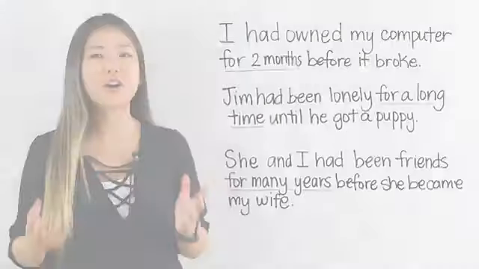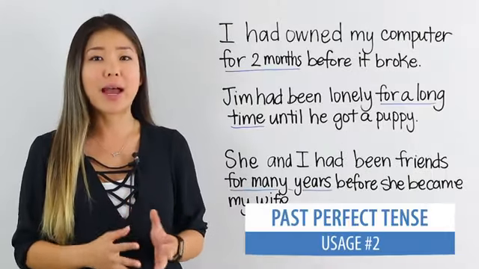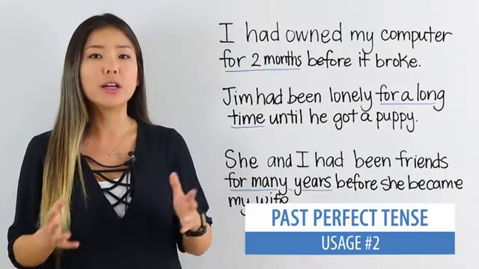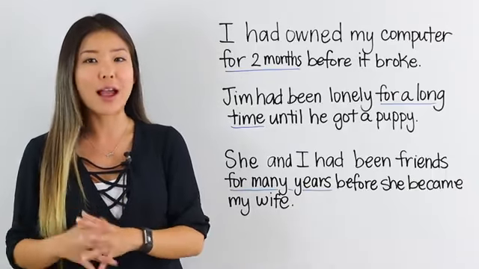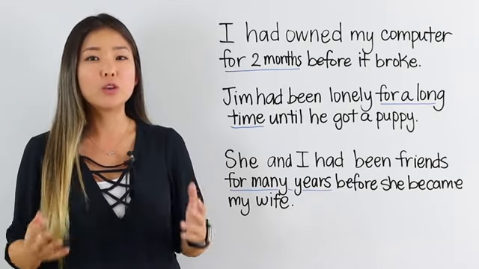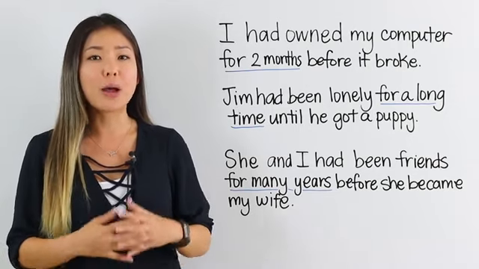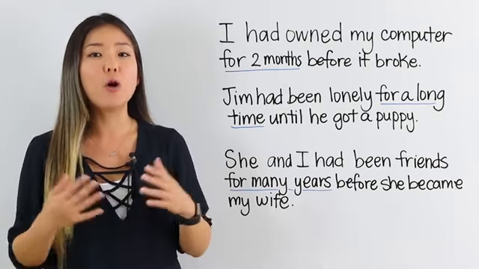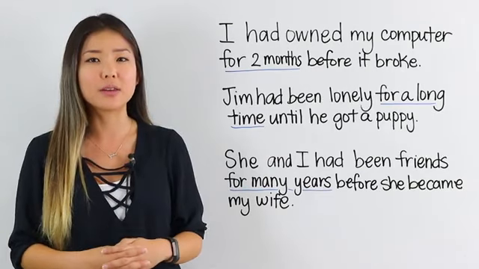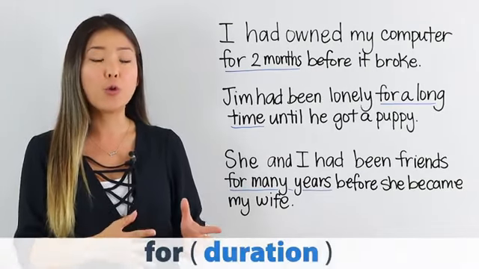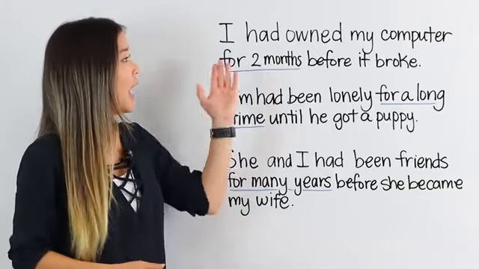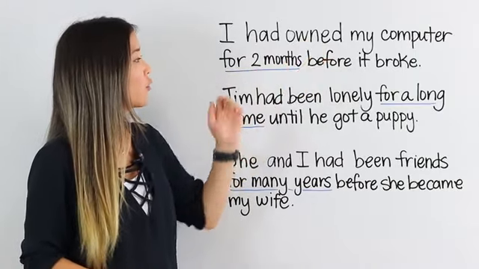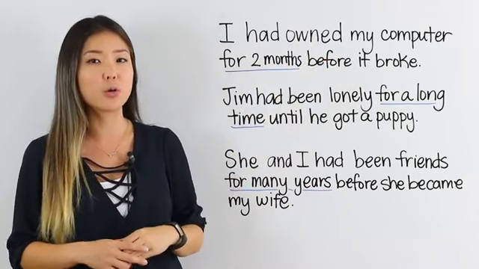Let's move on. Earlier, I mentioned that the past perfect tense can be used to describe an action that happened in the past before another action in the past. We can do the same thing, but also emphasize the duration, how long that first action happened. We do this by using for and a duration. Let's take a look. I had owned my computer for 2 months before it broke.